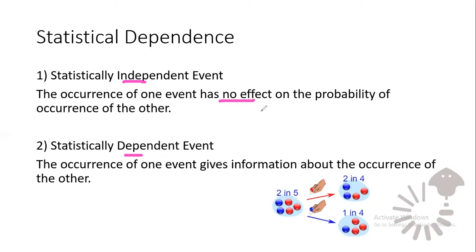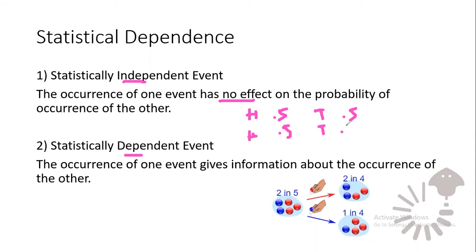Example, tossing a coin. First toss, heads and tails. What is the percent chance that we get heads? 50. This is 50%, 50-50. Second toss, heads and tails. What is the chance that we get heads? Let's toss our coin again. It's 50, ma'am. Yes, Edgar? 50% pa rin. 50% pa rin.